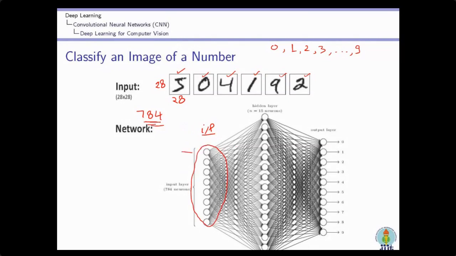In the input layer, each neuron will take the input from a pixel value. Here the image is a grayscale image, which means each pixel value will be between 0 and 255. The first pixel value is given to the first neuron, the second pixel value to the second neuron, the third to the third neuron, and so on. So these are the input layer neurons.